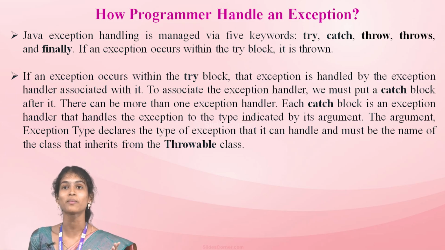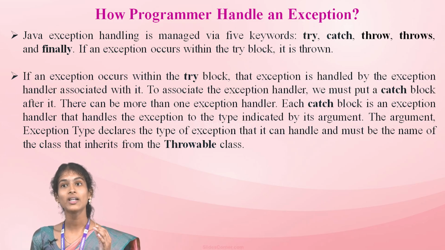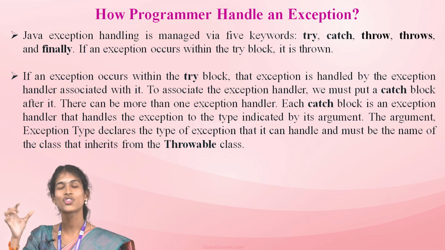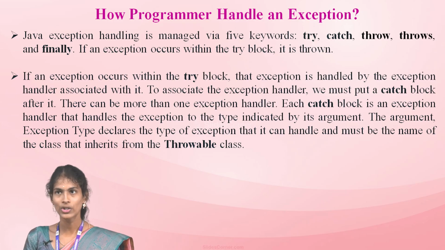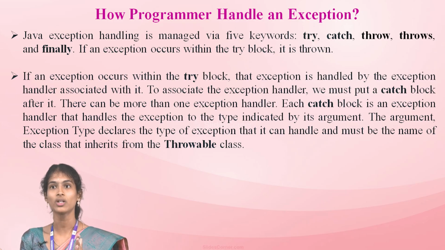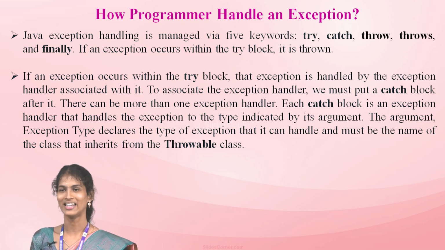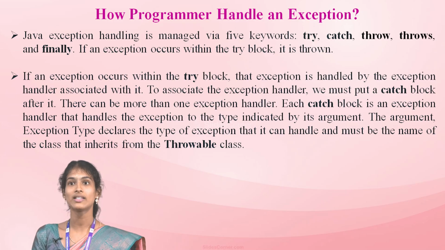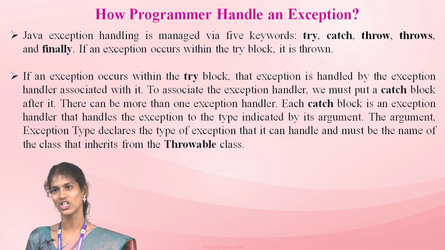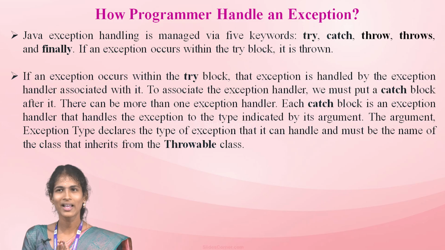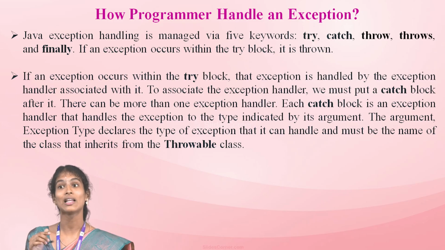Program statements that you think can raise an exception are contained within a try block. If an exception occurs within the try block, it is thrown. Your code can catch this exception using a catch block and handle it in some rational manner. System-generated exceptions are automatically thrown by the Java runtime system. To manually throw an exception, use the throw keyword. Any exception that is thrown out of a method must be specified as such by a throws clause.